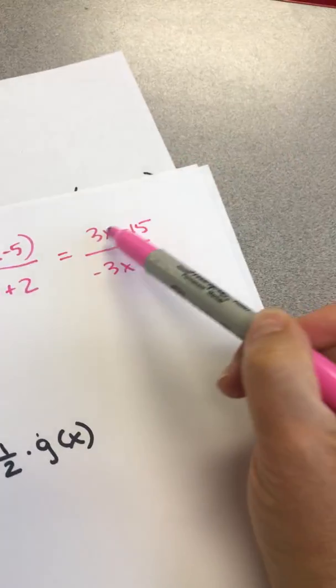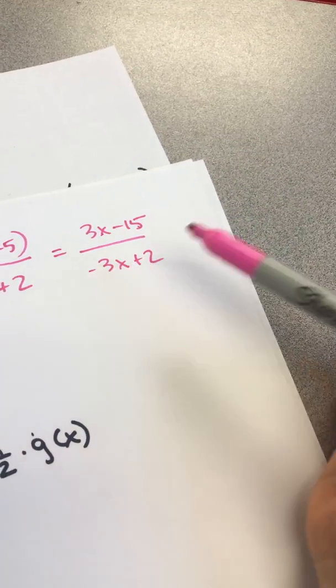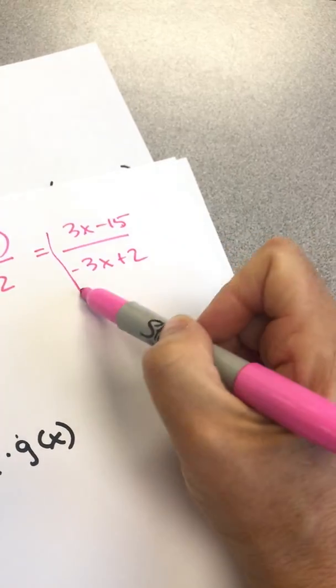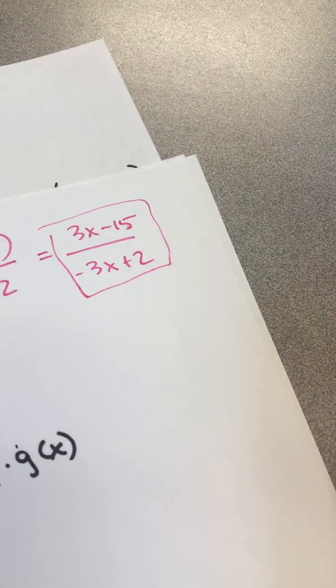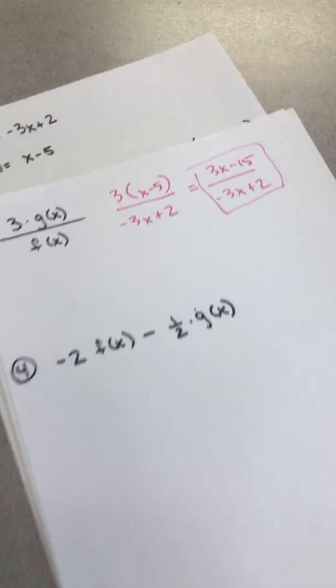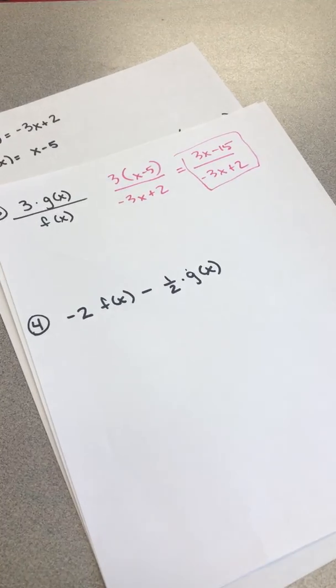Now please keep in mind, there are 2 terms in the numerator, 2 terms in the denominator. There is nothing we can do here to reduce this. This is your final answer. I know people get tempted when they see 3x over negative 3x. They get tempted to simplify that. You cannot do that, so please be careful.